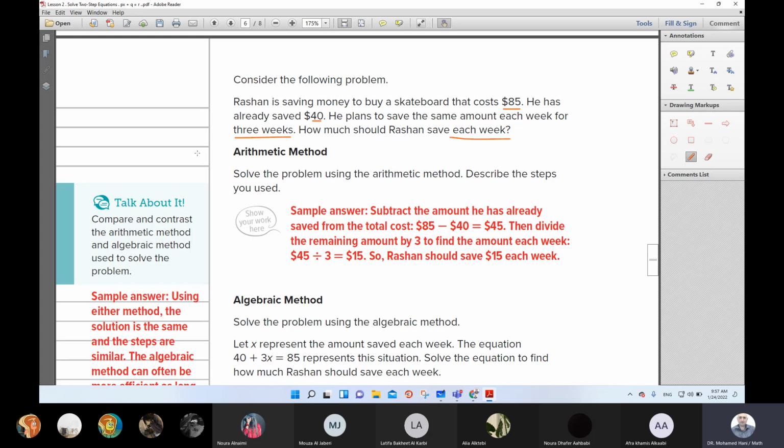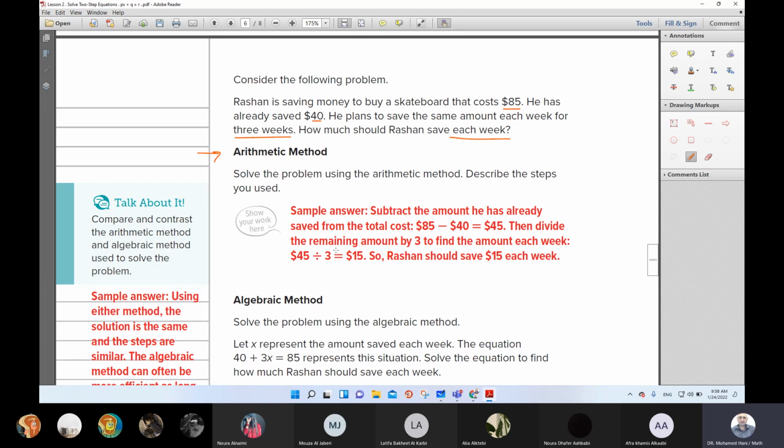So the first step, arithmetic method. Solve the problem using the arithmetic method. Describe the steps you used. The first step, subtract the amount he has already saved from the total cost. We have the total cost 85 and he had 40. This is the saved amount. 85 minus 40 will be 45.